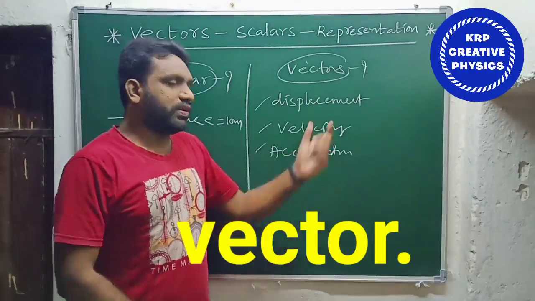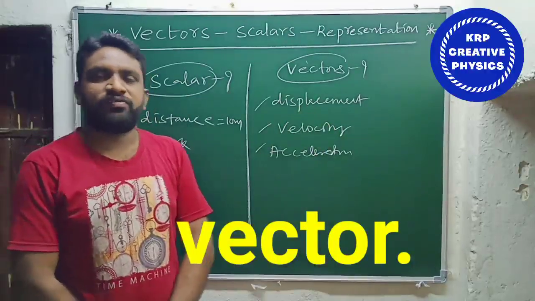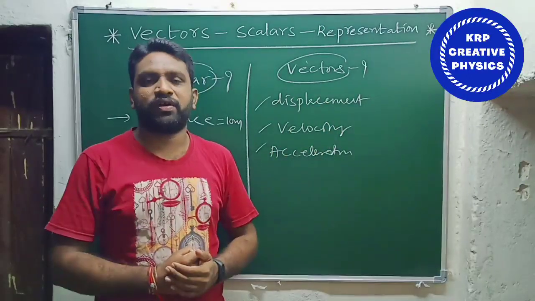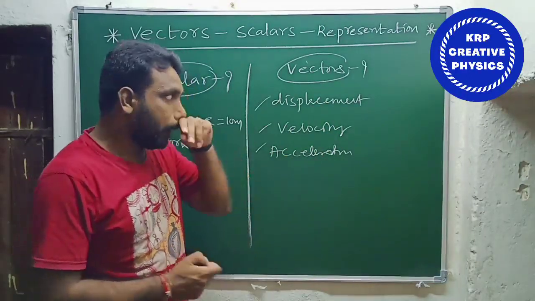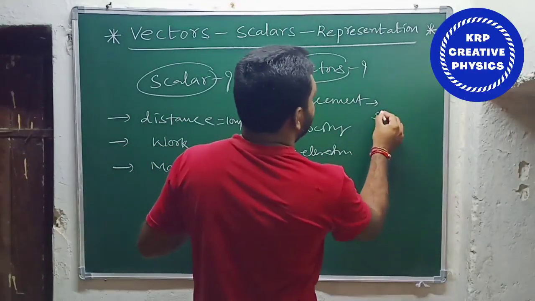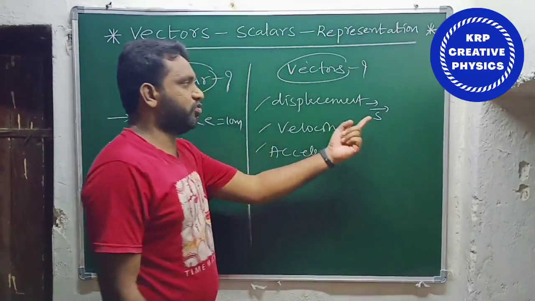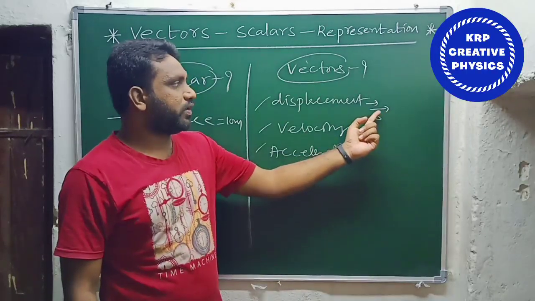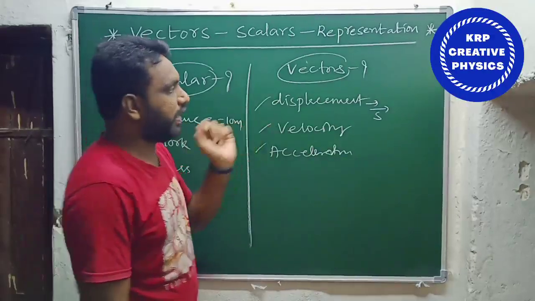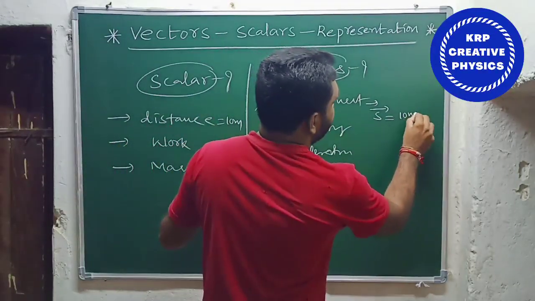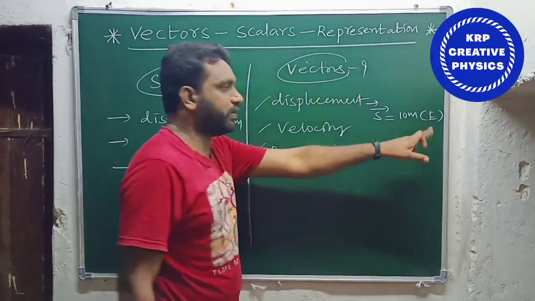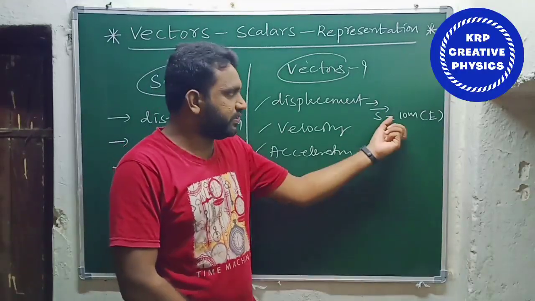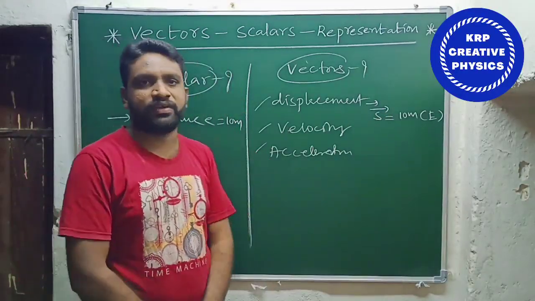If we consider these three physical quantities, all of them are dependent on direction. If you want to represent these physical quantities, definitely we have to mention the direction. For example, to represent displacement, we have to represent it this way, because it is a vector quantity. Above the quantity we need to keep one arrow mark. So displacement is equal to 10 meters along east. We need to represent the direction. If we are unable to represent the direction, it is not considered displacement; simply it is said to be distance. That is the difference between vectors and scalars.